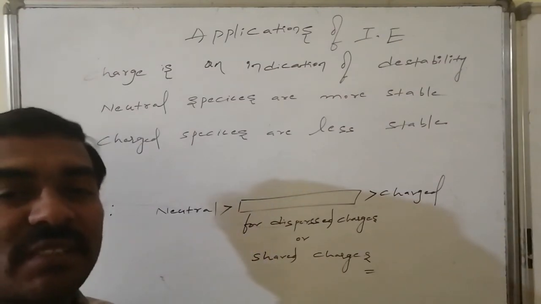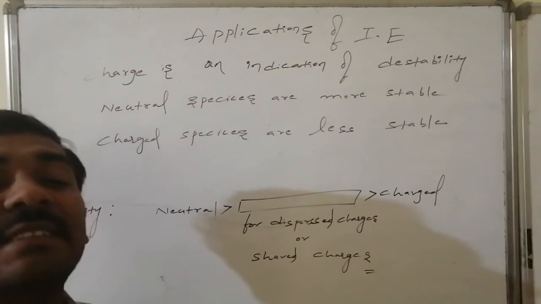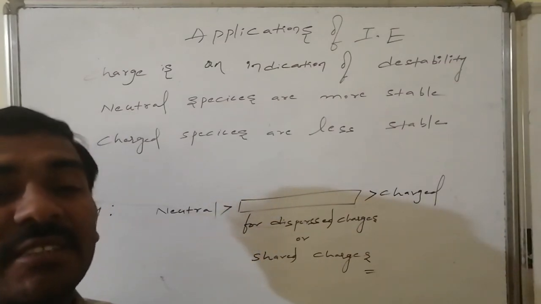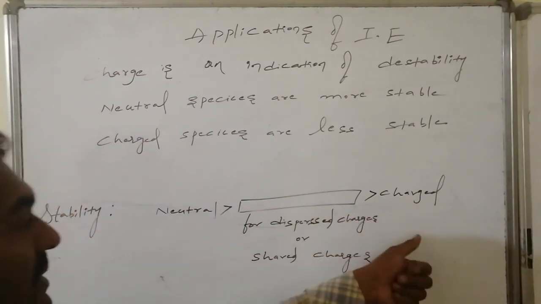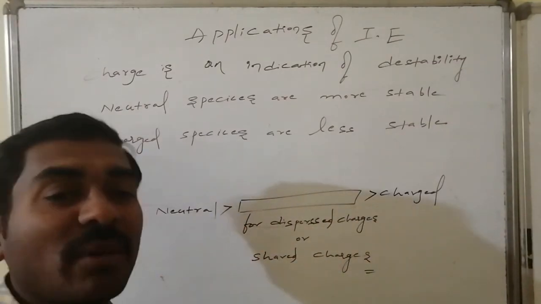Unit positive charge or negative charge can be distributed over many atoms. As a result, the charge quantity decreases. Charge quantity decreases implies what? It is tending towards the neutral. If it is tending towards the neutral, its stability increases.